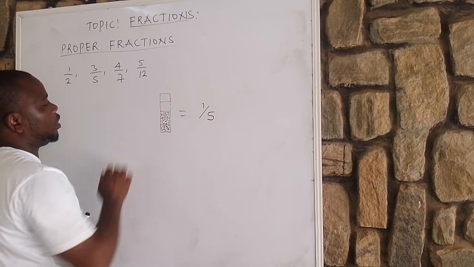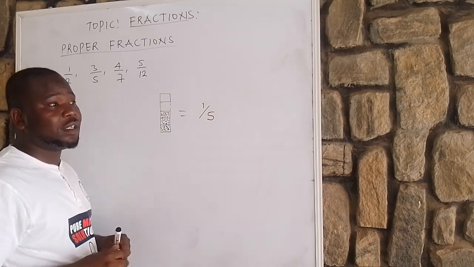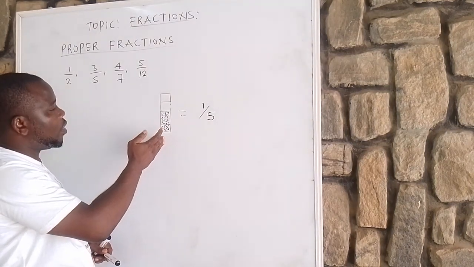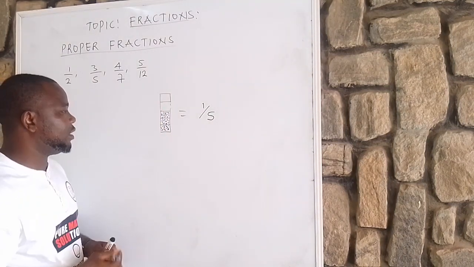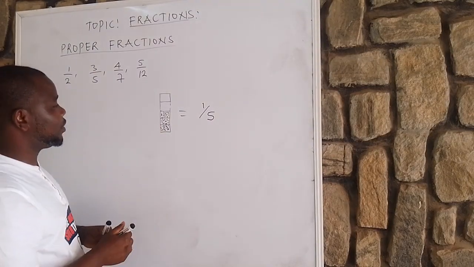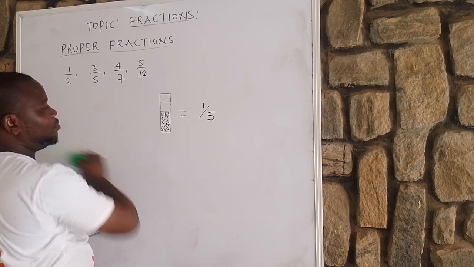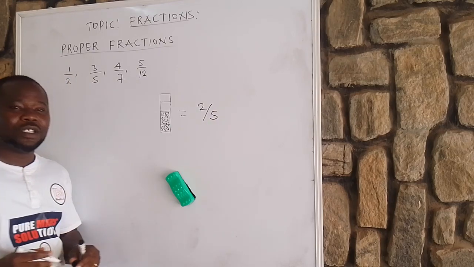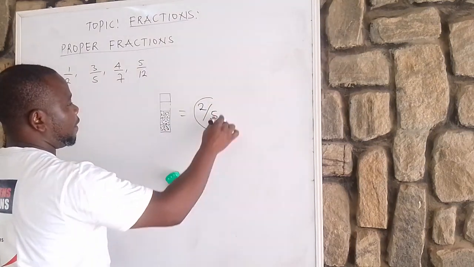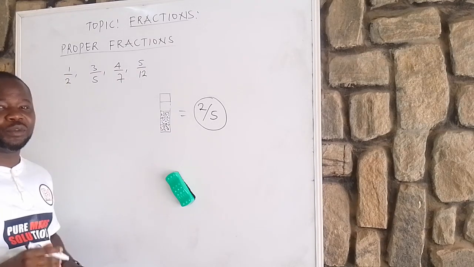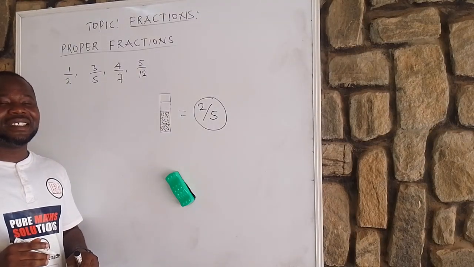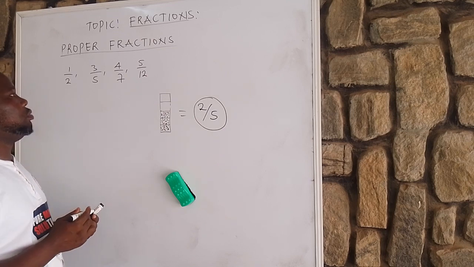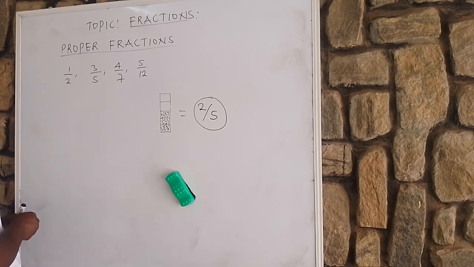The reason why it is 1 all over 5, out of 5 we shaded 4, we did not shade 1. So now out of 4, 3 are shaded, true or false? So how are you going to interpret this one now? This one will now be 2 all over 5. So you discover that this is what? A proper fraction, true or false? It's a proper fraction. So that is that.